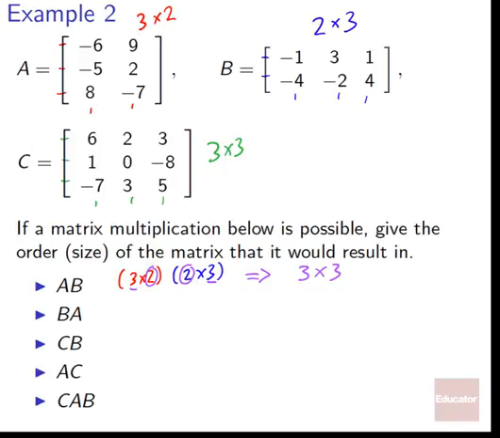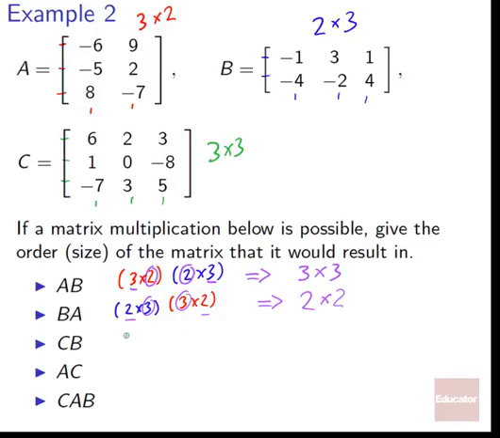If we reverse this and look at BA, then we'd have a 2x3 matrix times a 3x2 matrix. We check, are the inner numbers the same? 3 and 3 are the same, so the outer numbers will be our resultant, so we'll get a 2x2. So notice, AB and BA are very different in the end, and we can see that just based on the fact that they have totally different orders. You can wind up getting different sizes as well. So not only are they not commutative, we can't rely on AB being the same thing as BA. We can't even rely on the size remaining the same.